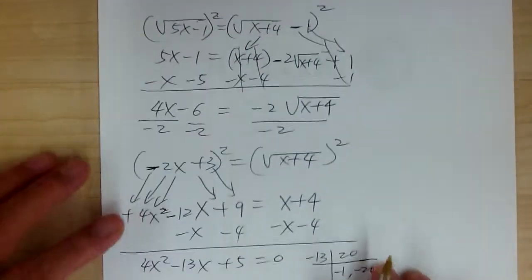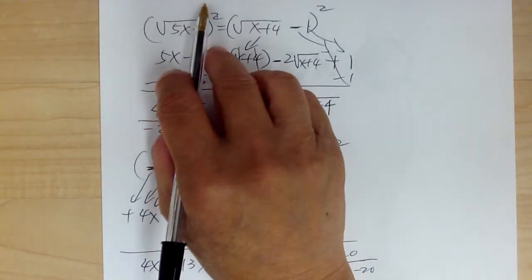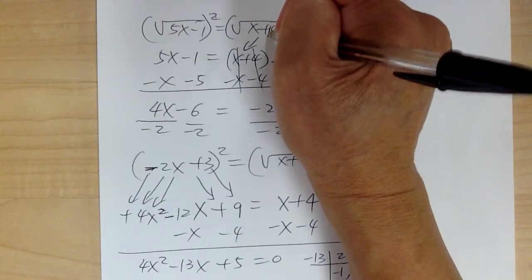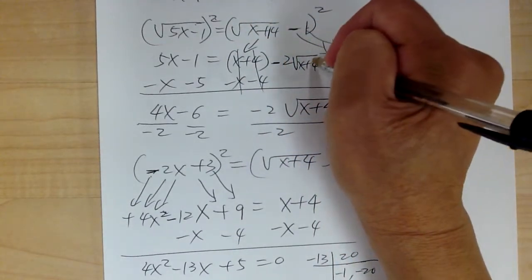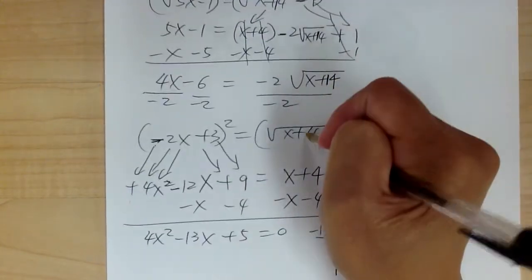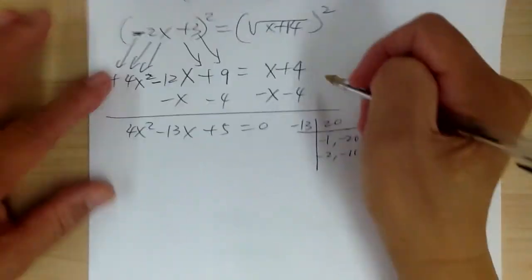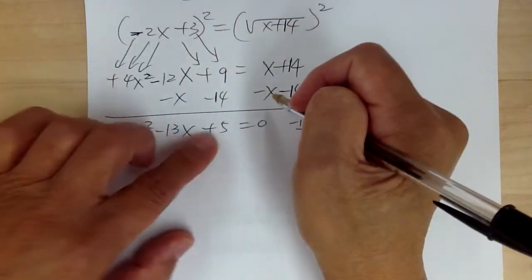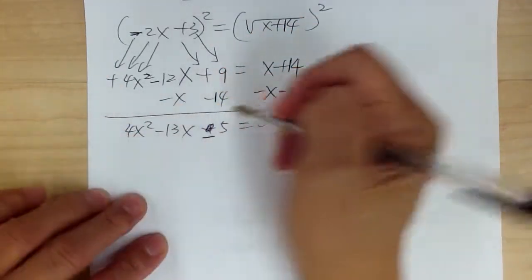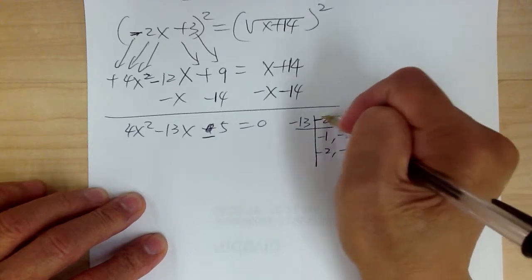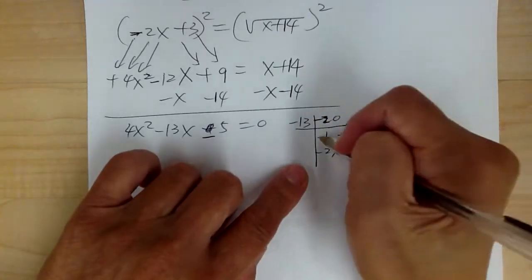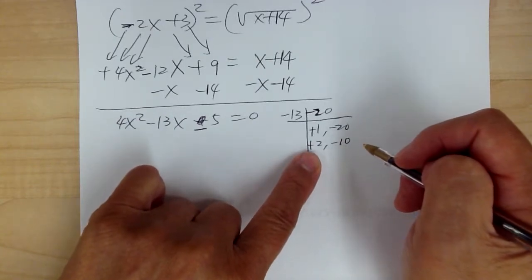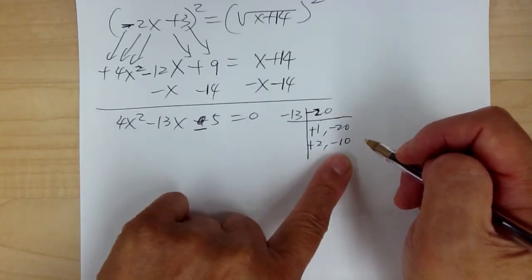So let's go back. Something is not right. Oh, yeah, this is supposed to be a 14. So you got to double check very carefully. Okay, 14. Okay, good thing it's not too bad. So you have to minus 14. So this will become minus 5. So this will be minus 20. There we go. Okay. So 1, negative 20, 2, negative 10.